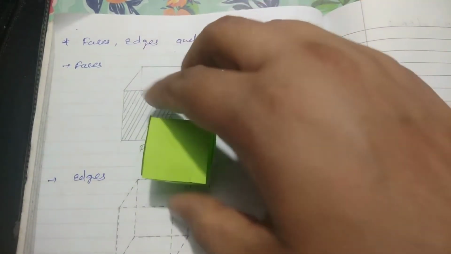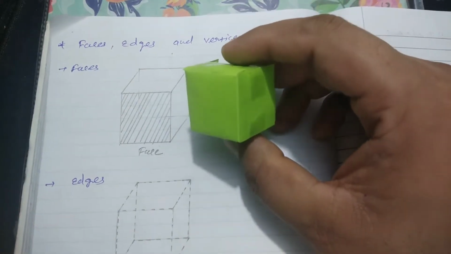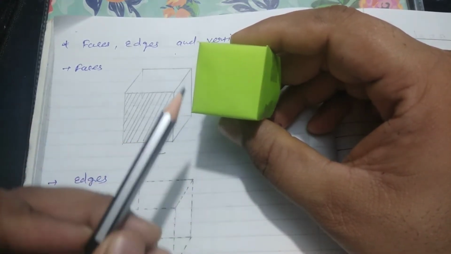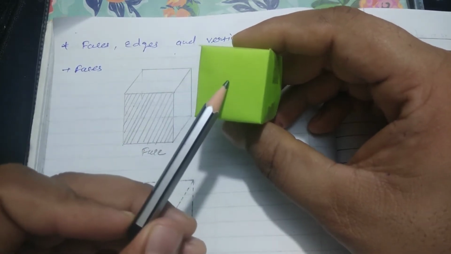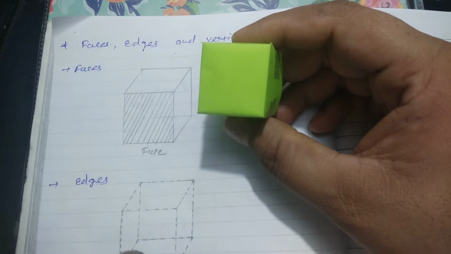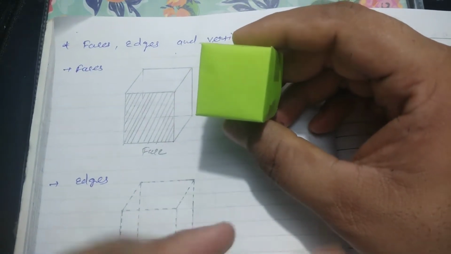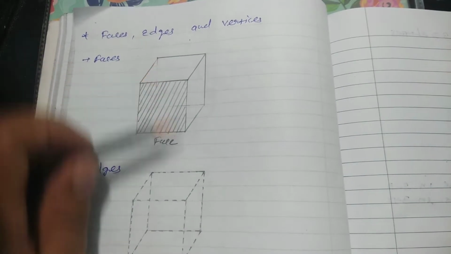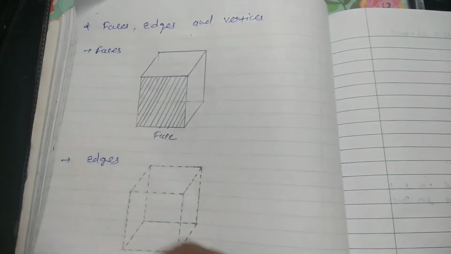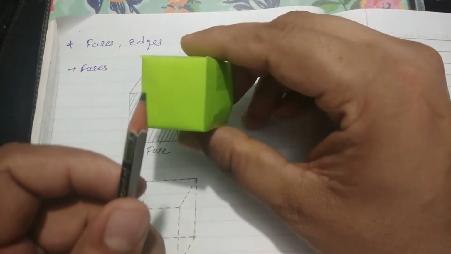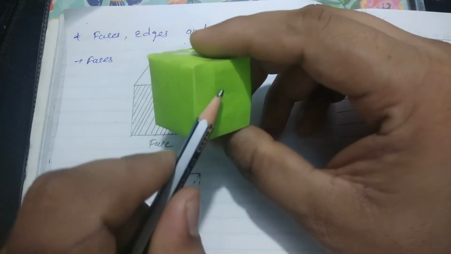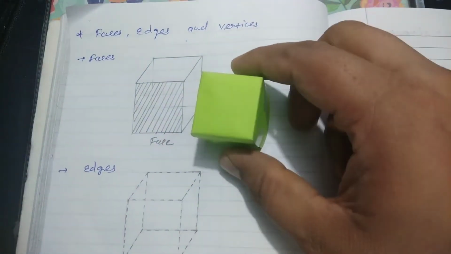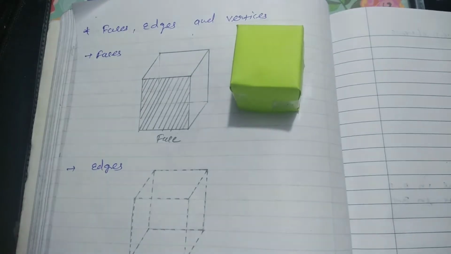For example, if we take a paper cube, in this paper cube, this square part is a face. Now we have to count how many faces there are in a cube. Here, if we count on paper, we can see only 1, this 2 and this 3 faces. But in reality, there are 6 faces. Number 1, 2, 3, 4, 5 and this last 6. So in a cube, there are 6 faces.